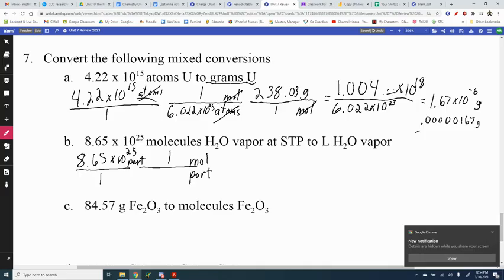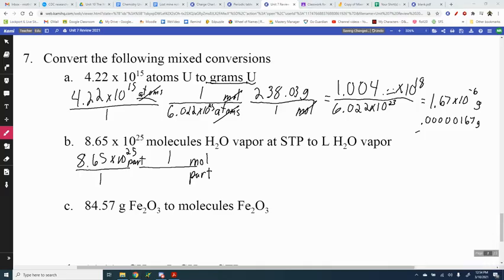We put a 1 in front of moles. We put 6.022 times 10 to the 23rd. Okay, particles cancels out. We're left with moles. That is not where we want to be, so we need another conversion factor.